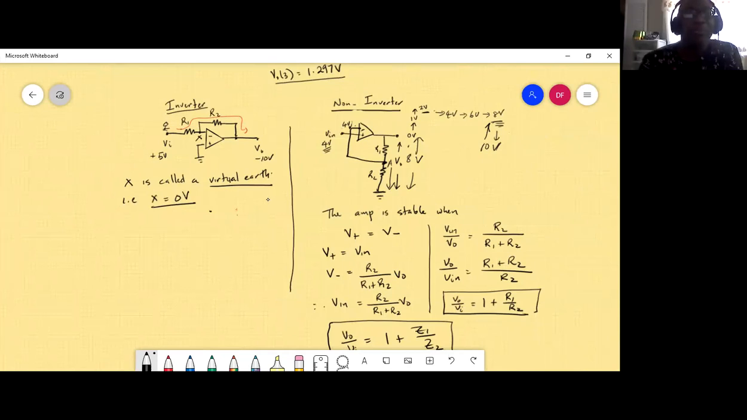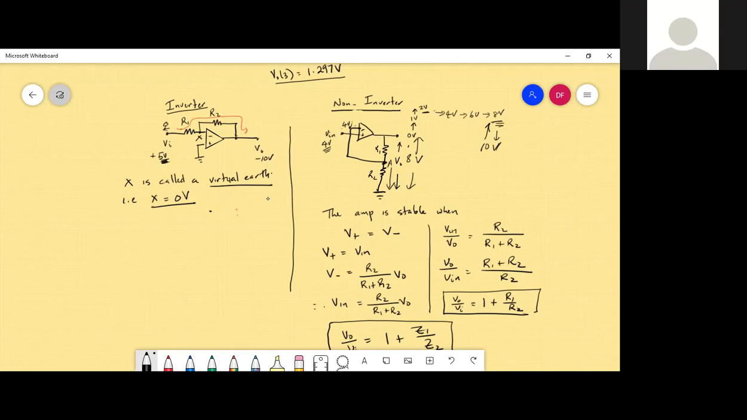All right, so this point is called a virtual earth. Virtual earth means that it is at 0 volts. That has significance because if I say the input is 5 volts, it is 5 volts with respect to earth. It doesn't matter which earth. Virtual means not real earth, but it is still at earth potential. So I know that the voltage across R1 is 5 volts.